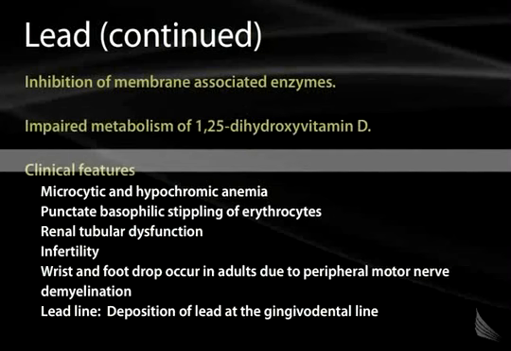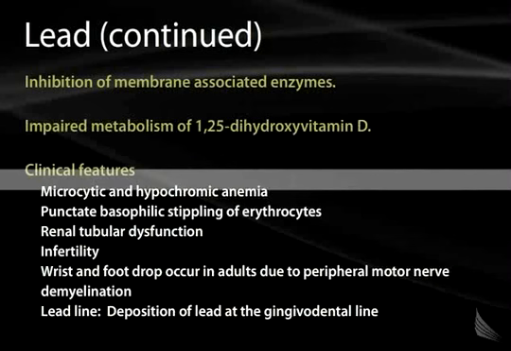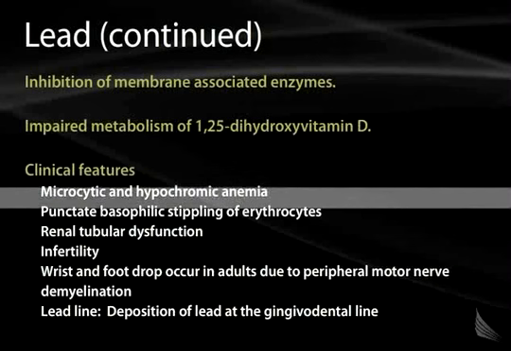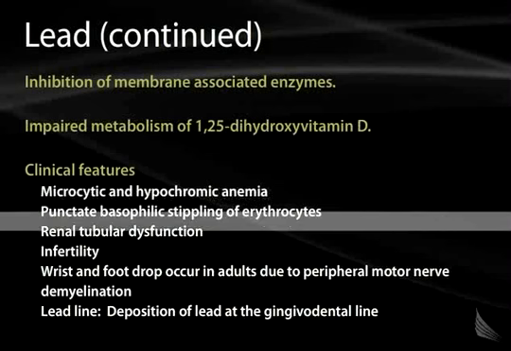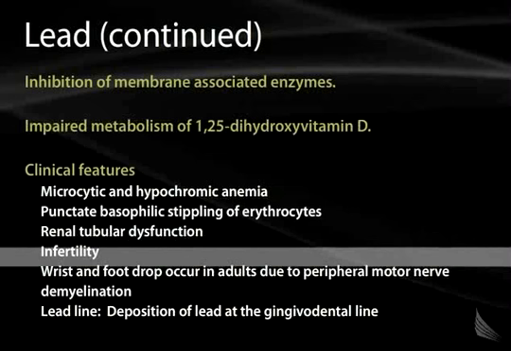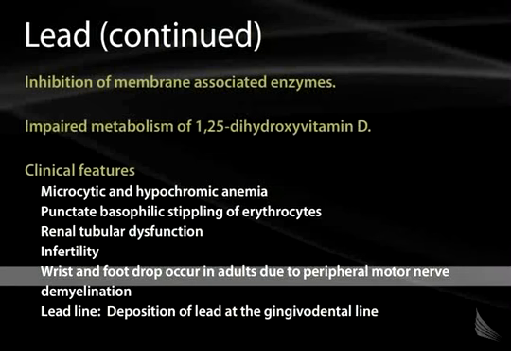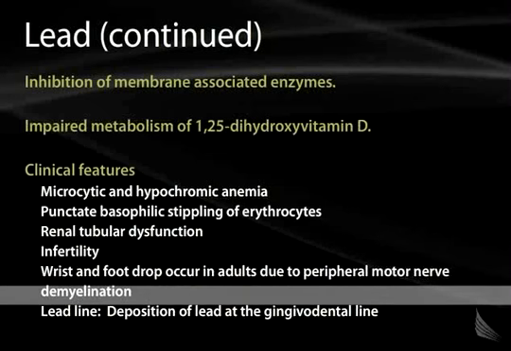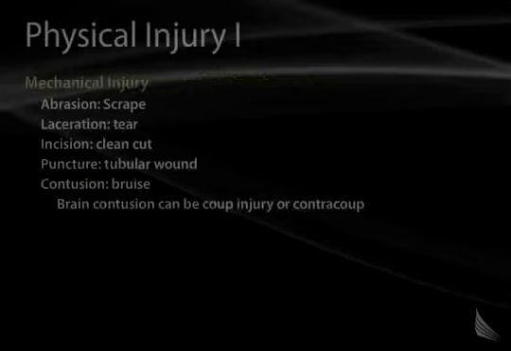Clinically, patients who have had overexposure to lead present with a microcytic and hypochromic anemia. You see punctate basophilic stippling of erythrocytes. The overexposure to lead also affects the kidney with the development of renal tubular dysfunction, and also affects the reproductive system, as these patients will eventually become infertile. Similar to the peripheral neuropathies one may see with arsenic, you can develop a foot and wrist drop due to peripheral motor nerve demyelination. And if you look at their gingiva, you will see the deposition of lead at the gingivodental line.